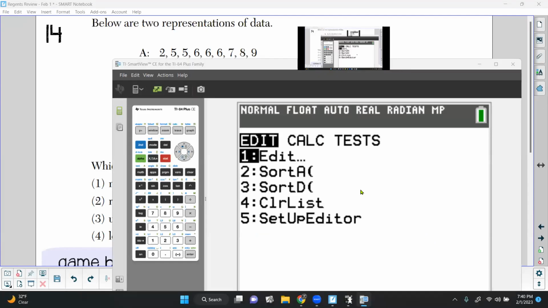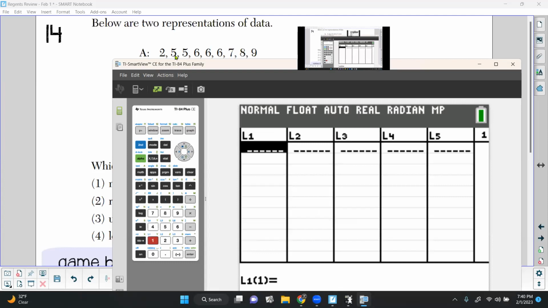If you do have a calculator, you should be pressing your stat button. You should be choosing number 1 or edit. You should be putting all of these numbers, all of them go into list 1. So 2, 5, another 5, 6, 6, 6, 7, 8, 9. You should have all 9 pieces of data.